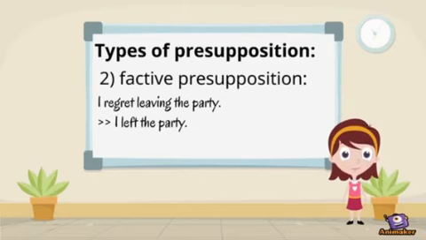The second type is factive presupposition. An example of factive presupposition is, I regret leaving the party. I presuppose that I left the party, which is the truth of the information that is stated after the verb regret. Other verbs with factive presuppositions are know, realize, regret, be aware, ought, and glad.